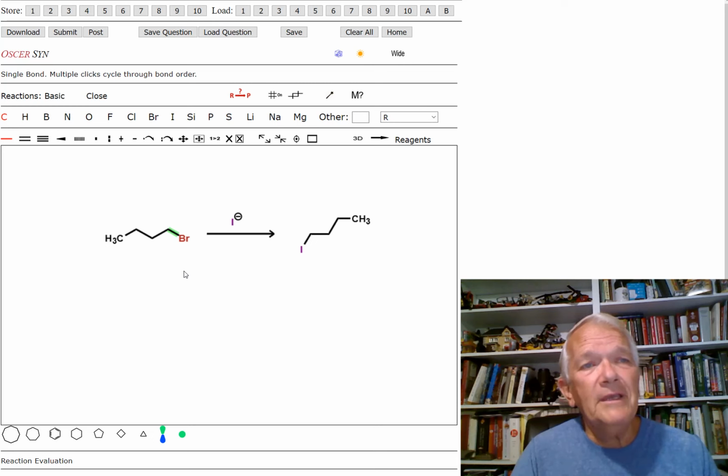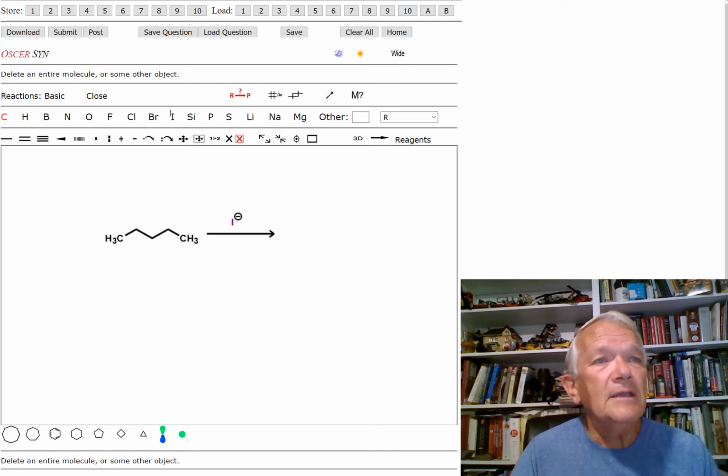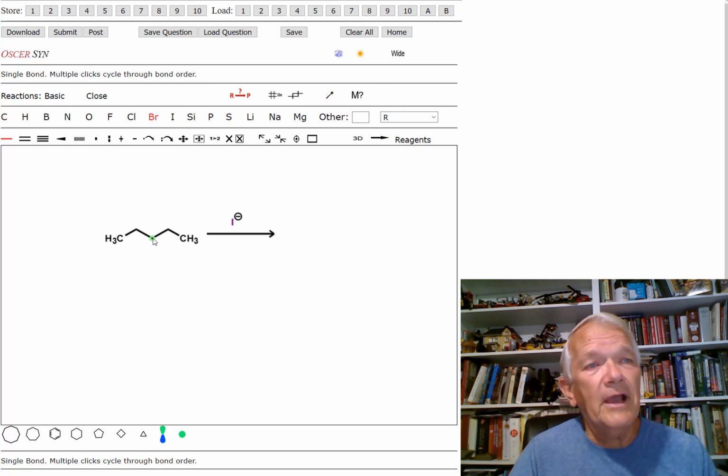Now, what if we make this a little bit more complex by going to a secondary system? In a secondary system, of course, we need to add our bromide to a carbon which is going to become asymmetric. If we added it to the middle one here, it would not be a chiral molecule, so I'll add the bromide right here. We'll do our reaction, and of course again it's a simple displacement. But what we're doing here is losing the fun of it, because there's stereochemistry involved.